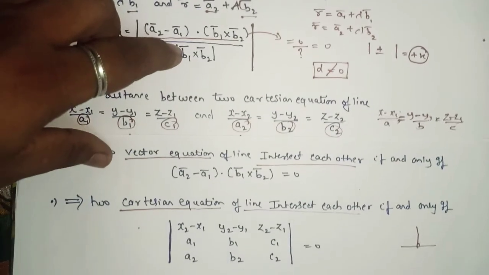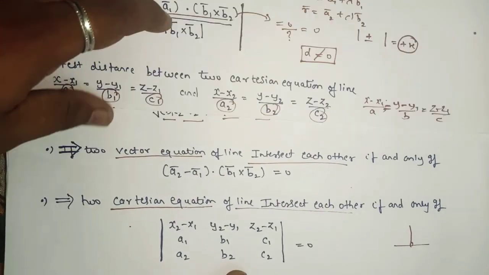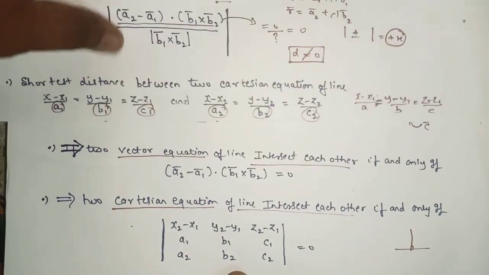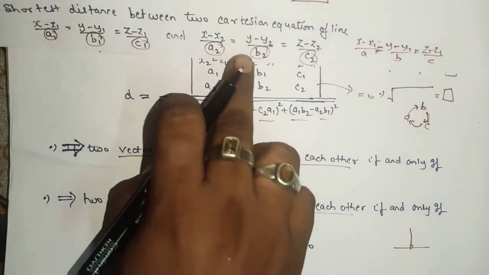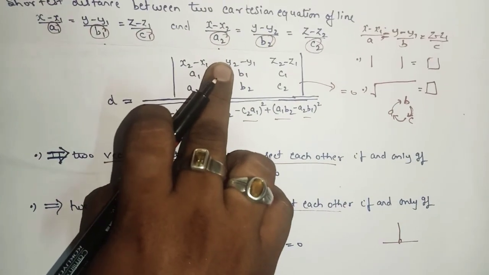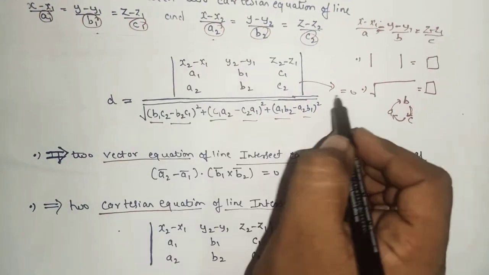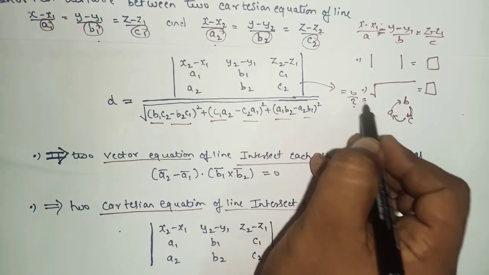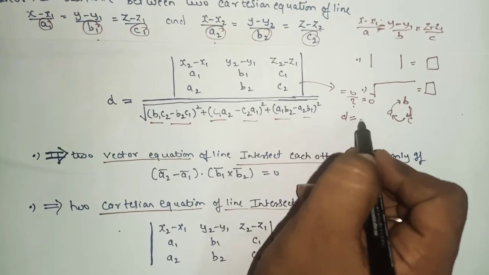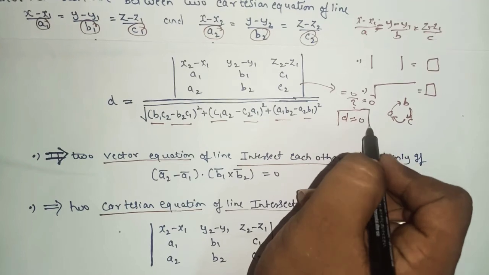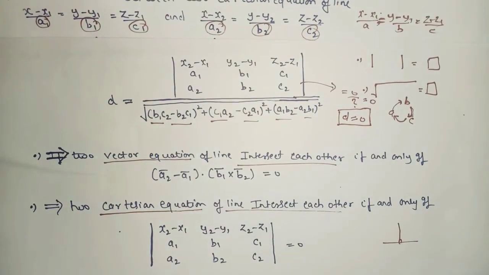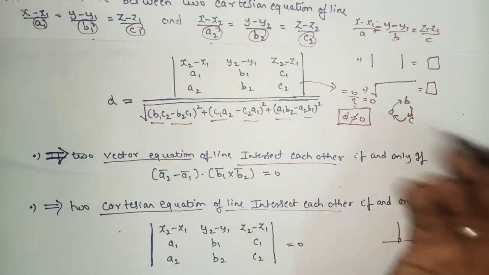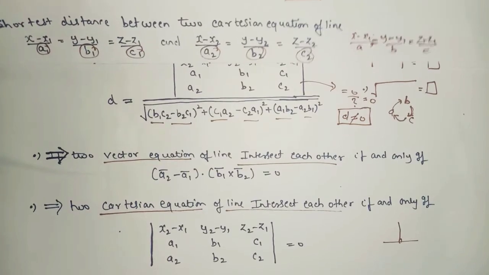Okay, here also same. For the Cartesian equation, you will take the numerator part. If the numerator section is equal to 0, of course if this part is 0, so we know that 0 upon any term will be what? Equal to 0. Here also same, if distance turns to 0, we can say that the two Cartesian equation lines intersect each other. If it does not equal 0, it means it does not intersect.